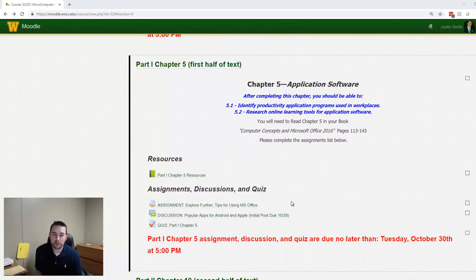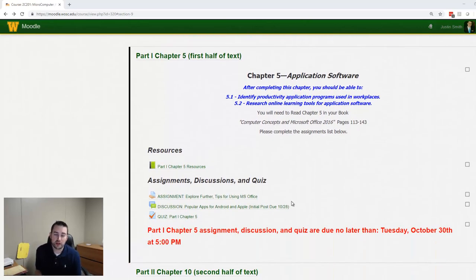Next week, we're going to start on Wednesday talking about Chapter 5, application software. This goes a little more in depth on the different types of software and what you can use on the computer. Some of the stuff you'll be familiar with. There are a bunch of different categories of application software that the book discusses. That work is going to be due back on the every-week schedule now that fall break is over, October 30th at 5, and there'll be an assignment.